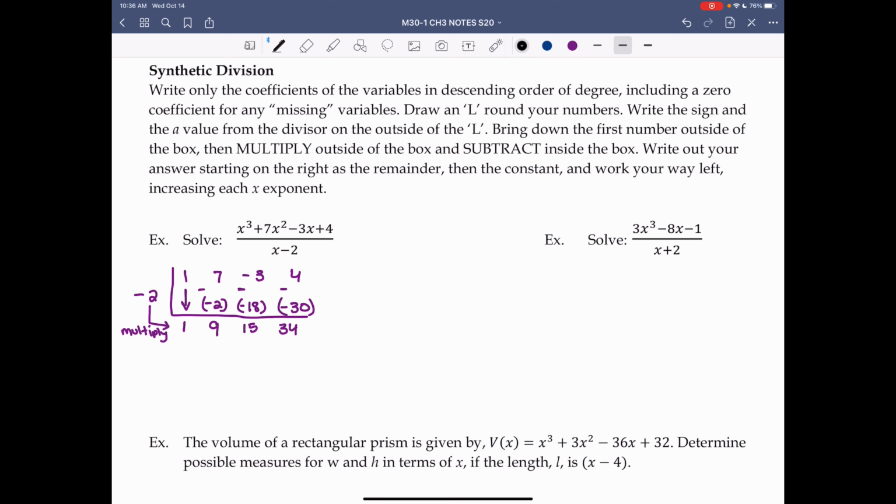Then starting on the right, that first term becomes our remainder. Second term is our constant. Next term to the left is our x term, and then we have an x squared term in this case. So our solution is, our quotient would be 1x squared plus 9x plus 15, and then plus our remainder, 34, divided by our divisor, x minus 2.